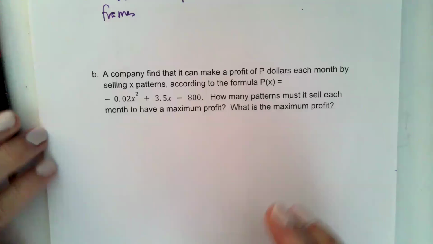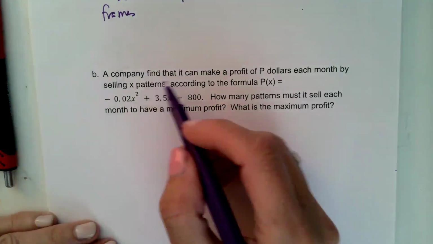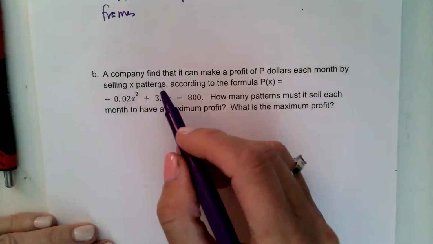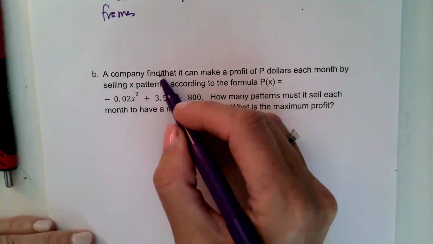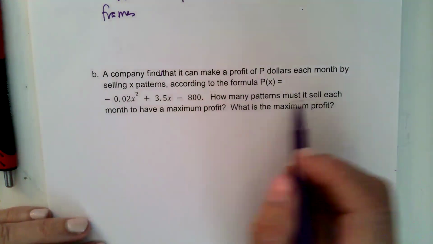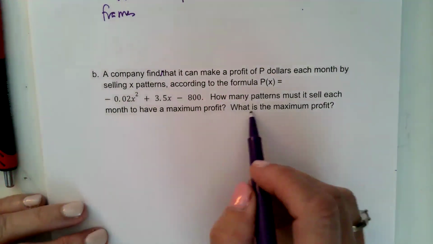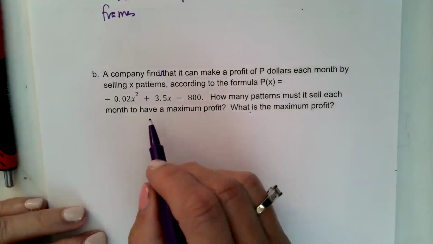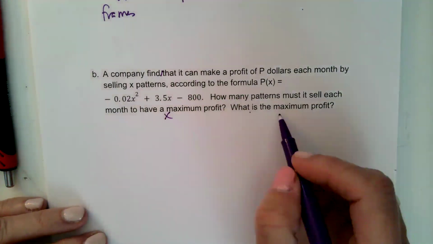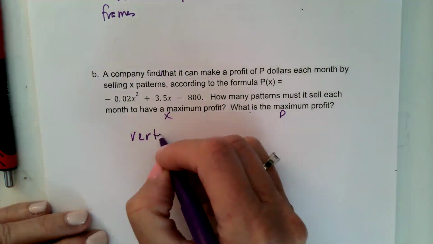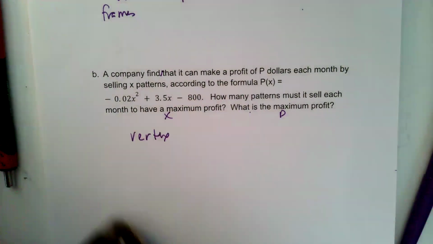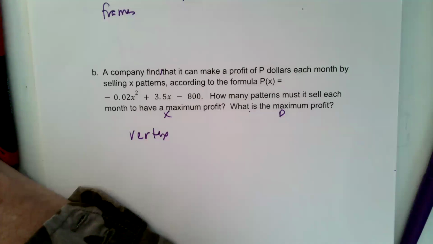Let's look at B. A company finds that it can make a profit of P dollars each month by selling X patterns according to the formula here. How many patterns must it sell each month to have a maximum profit? What is the maximum profit? So we want to find X and profit here. I'm going to do the same thing: find my vertex and then go from there. So let's head to Desmos.